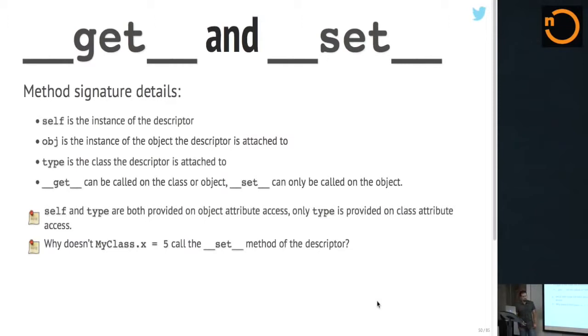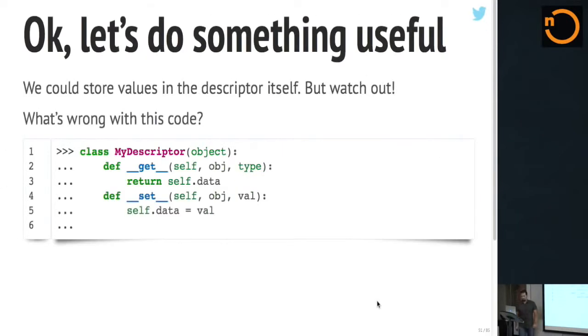And get you can call on both the class or the object. Set you can only call on the object, and there's a few obvious reasons for that. Self and type are both provided on object attribute access, that makes sense. Only type is provided on class attribute access, because I think I meant to say object. There is no object that you're attached to if you're calling attached to a class. I think I got an example here that'll make that clear.